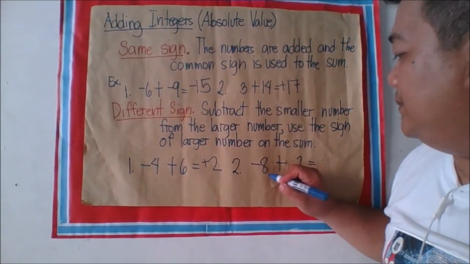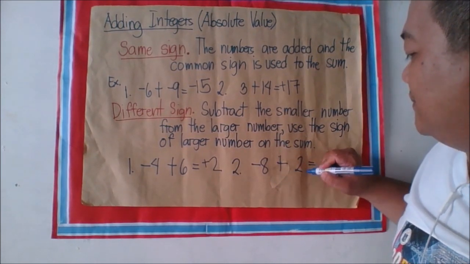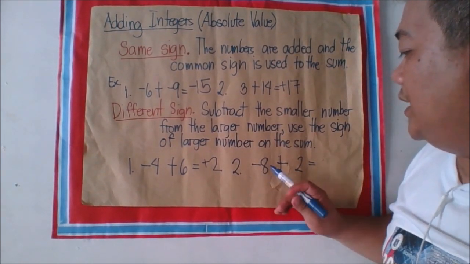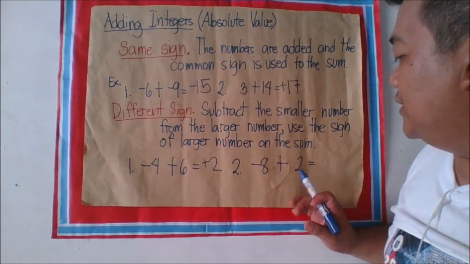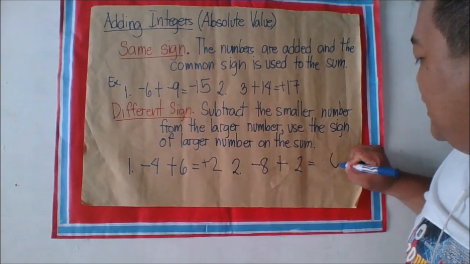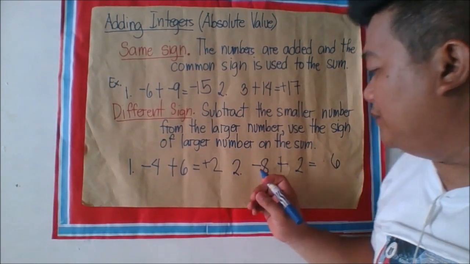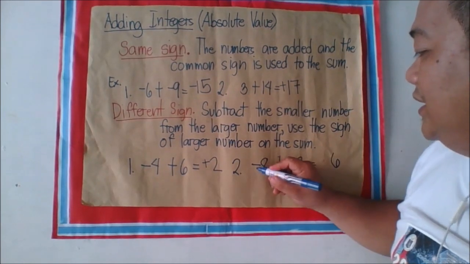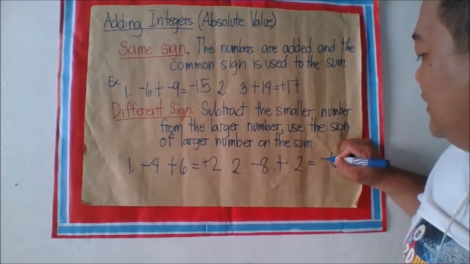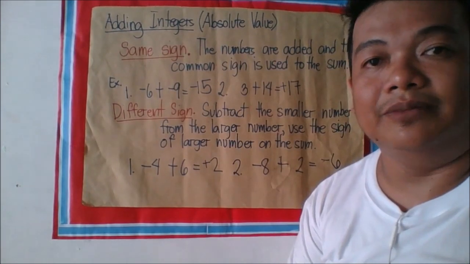Next, negative 8 plus positive 2. So 8 minus 2, that would be 6. Then use the sign of the larger integer, that is negative 8. So the answer would be negative 6.